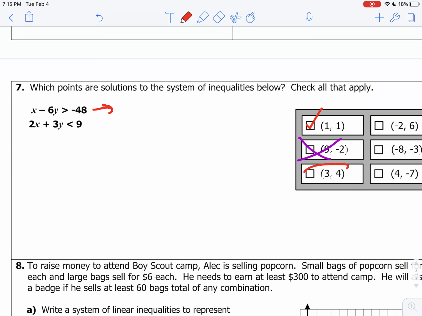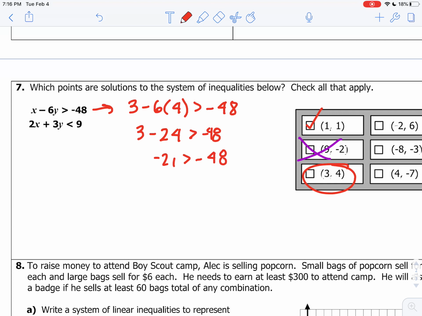So this one. If I plug in 3 for x, so 3 minus 6 times my y, which is 4. Sometimes they're obvious, like this is going to be greater than negative 48 because 3 minus 24 is negative 21, and remember with negatives it's the opposite. So negative 21 is greater than negative 48. I'm going to plug it down here. 2 times 3 plus 3 times 4 is less than 9. Okay, well 6 plus 12 is not less than 9. We don't even have to keep going, right? So that's not true. So I'm also going to cross that one off.